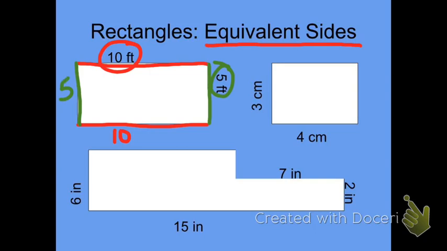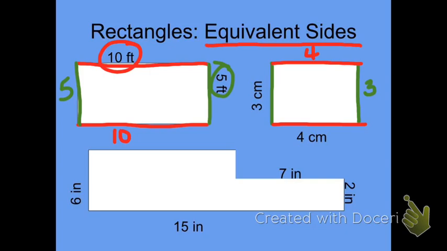Let's look at the next one. We have this other rectangle. This one is 3, so this one is also going to be 3, right? And then for our top and our bottom, the bottom is 4. So the top is going to be 4.